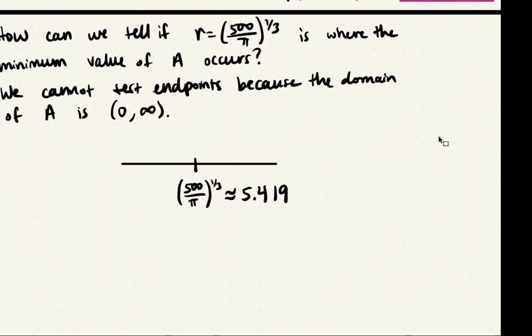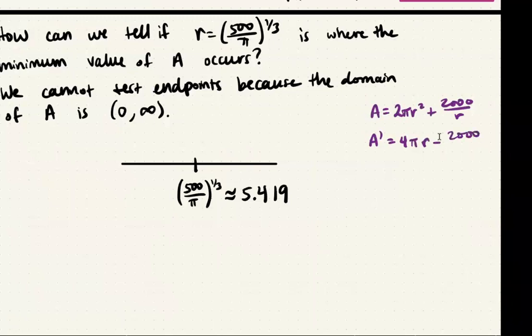So let's make some notes here. A was equal to 2 pi r squared plus 2,000 over r. And we had A prime equal to 4 pi r minus 2,000 over r squared. I want to know what's happening to A around this critical point. I want to know whether A is increasing or decreasing around this critical point because I'm going to use the first derivative test.